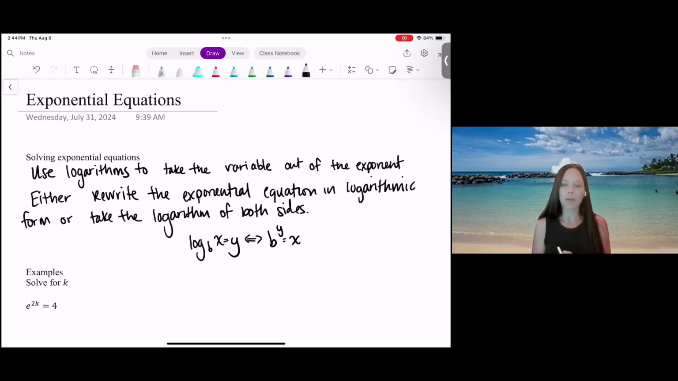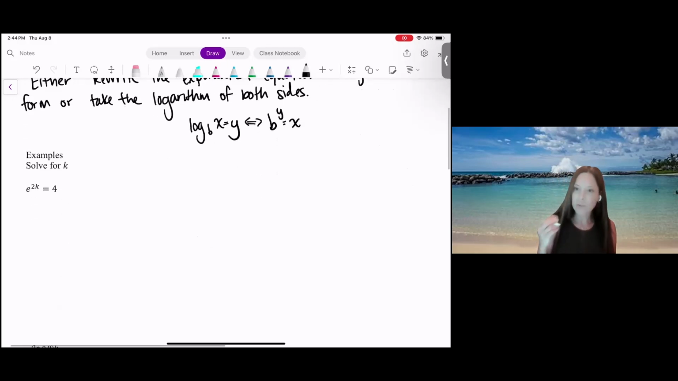For the first problem, I'm asked to solve for k. And I notice that I have an exponent. So I have a base to an exponent equal to some number, which means because I have those three components, I could rewrite this in logarithmic form, or I could take the log of both sides, and I will do both. If I was to take the log of both sides, I'm going to use the natural log.